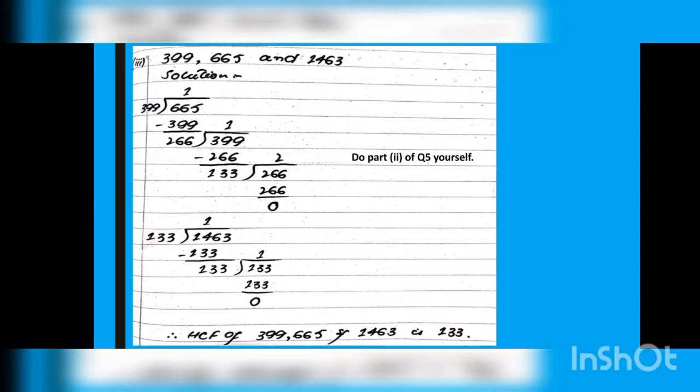Alright, now take this third number, which is 1463, make it your dividend and treat the last divisor of the first two numbers, which is 133 in this case, as your current divisor. Okay, then 133 ones are 133, subtracted from 146 and you have got 13. Take this 3 down and make the previous divisor, which is 133, your current dividend. Okay, so 133 ones are 133, subtract this from 133 and you have got 0. Since the remainder is 0, therefore our last divisor is our HCF. Alright, therefore HCF of 399, 665 and 1463 is 133.